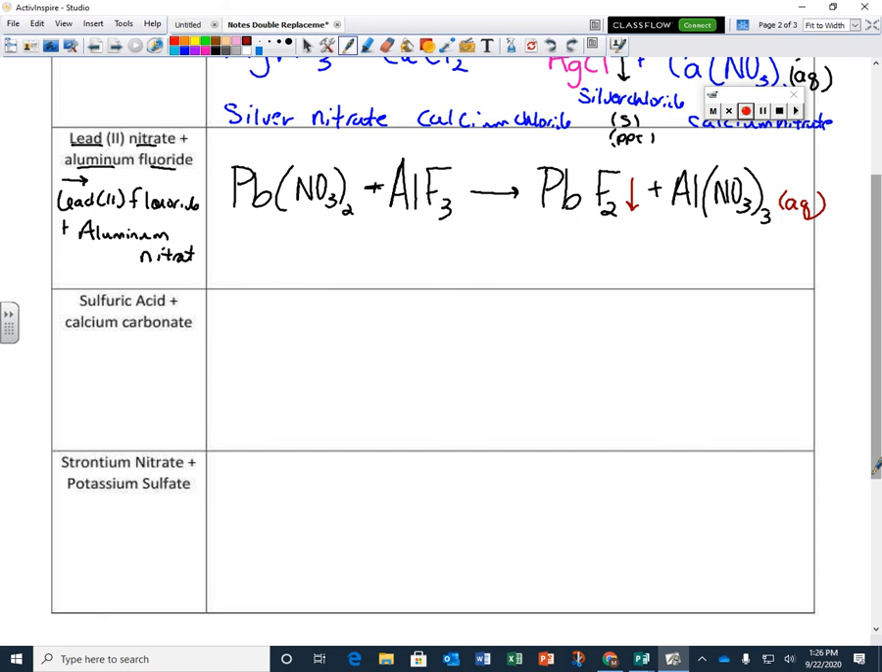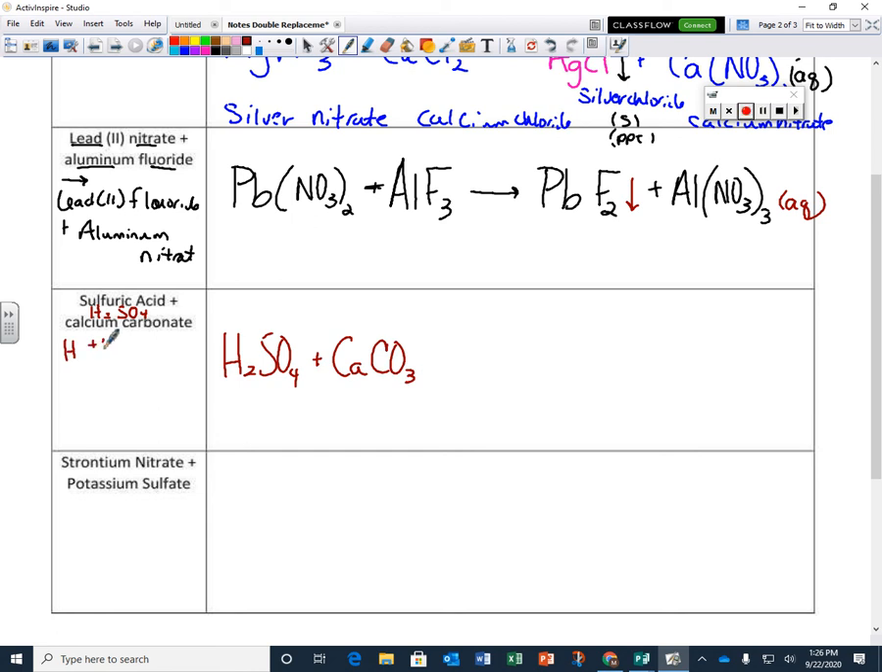Okay, sulfuric acid. This is our ternary acid, H2SO4. So that's like saying hydrogen sulfate. So we have hydrogen bonding to carbonate, making carbonic acid, and calcium bonding to sulfate, making calcium sulfate. So sulfuric acid is H2SO4. Calcium carbonate, if you need a reminder on that ternary acid, go back to Unit 3 and look at the asynchronous notes. Calcium carbonate is CaCO3.